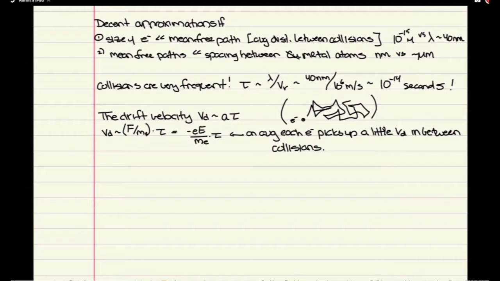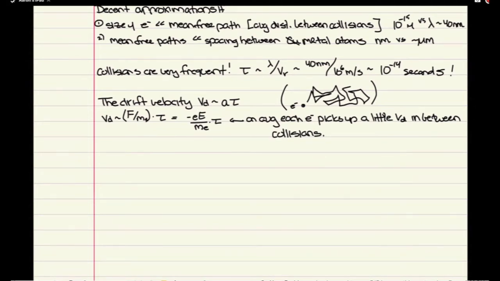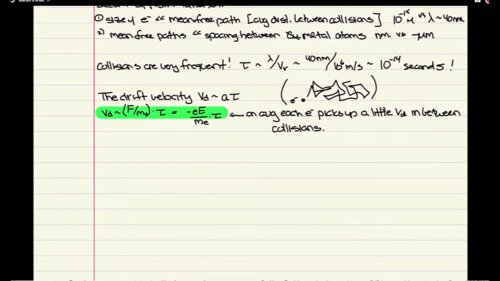I might even highlight it, though it's not terribly important. What I think is more important is that now we can connect it back to the current density. So we also know that the magnitude of the current density, in this case for electrons, is going to be minus the number of electrons or charge carriers, times the charge of the electron, and then the magnitude of the drift velocity. That was from last lecture.